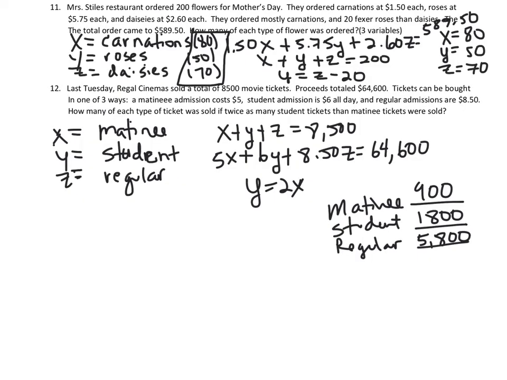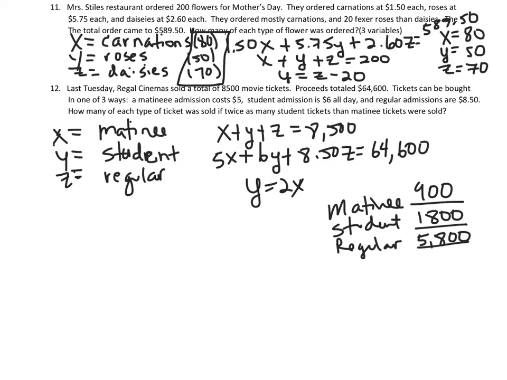Okay, for problem 12, we have last Tuesday, Regal Cinemas sold a total of 8,500 movie tickets. Proceeds totaled $64,600. Tickets can be bought in one of three ways. A matinee admission costs $5, student admission is $6 all day, and regular admissions are $8.50. How many of each type of ticket was sold if twice as many student tickets than matinee tickets were sold?